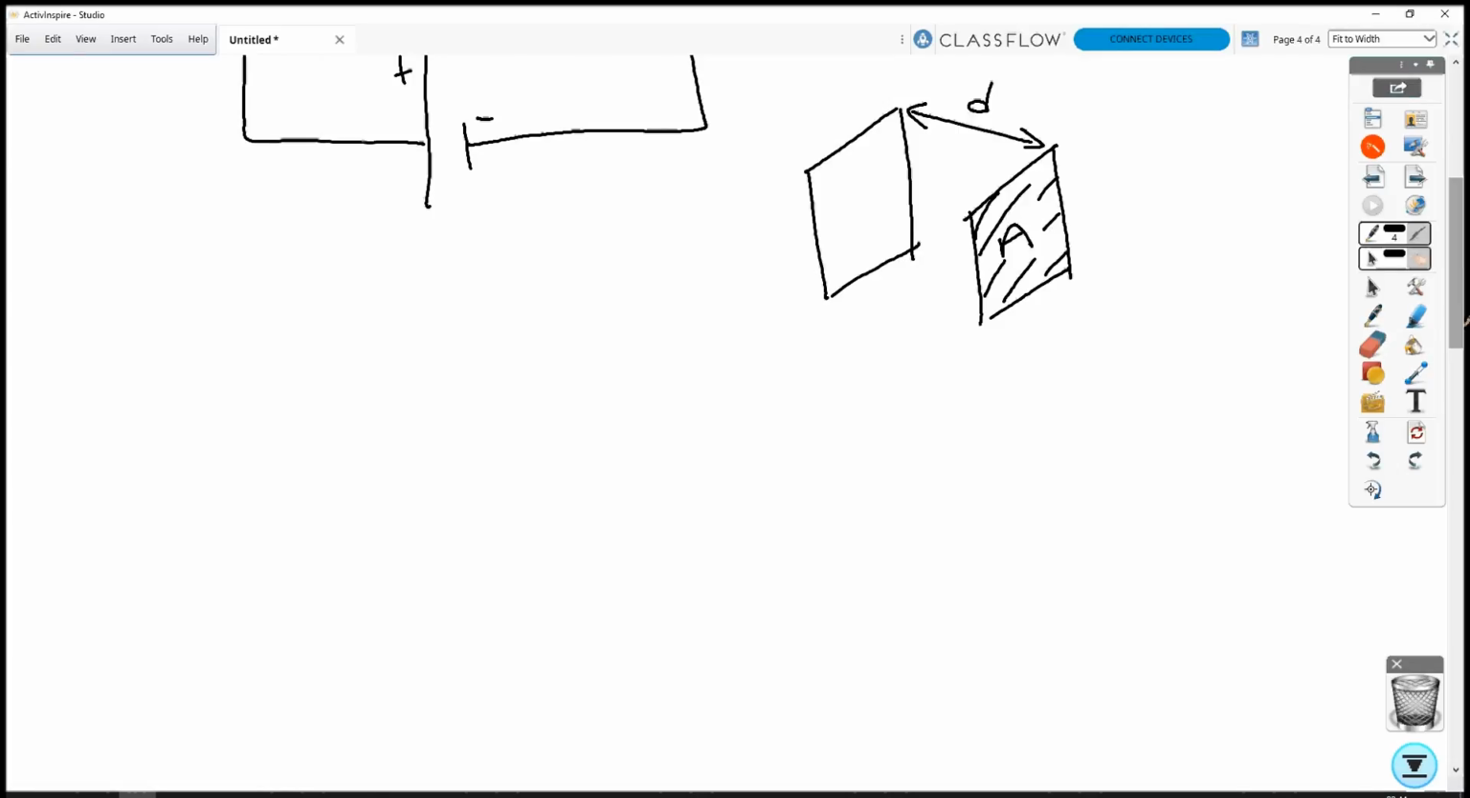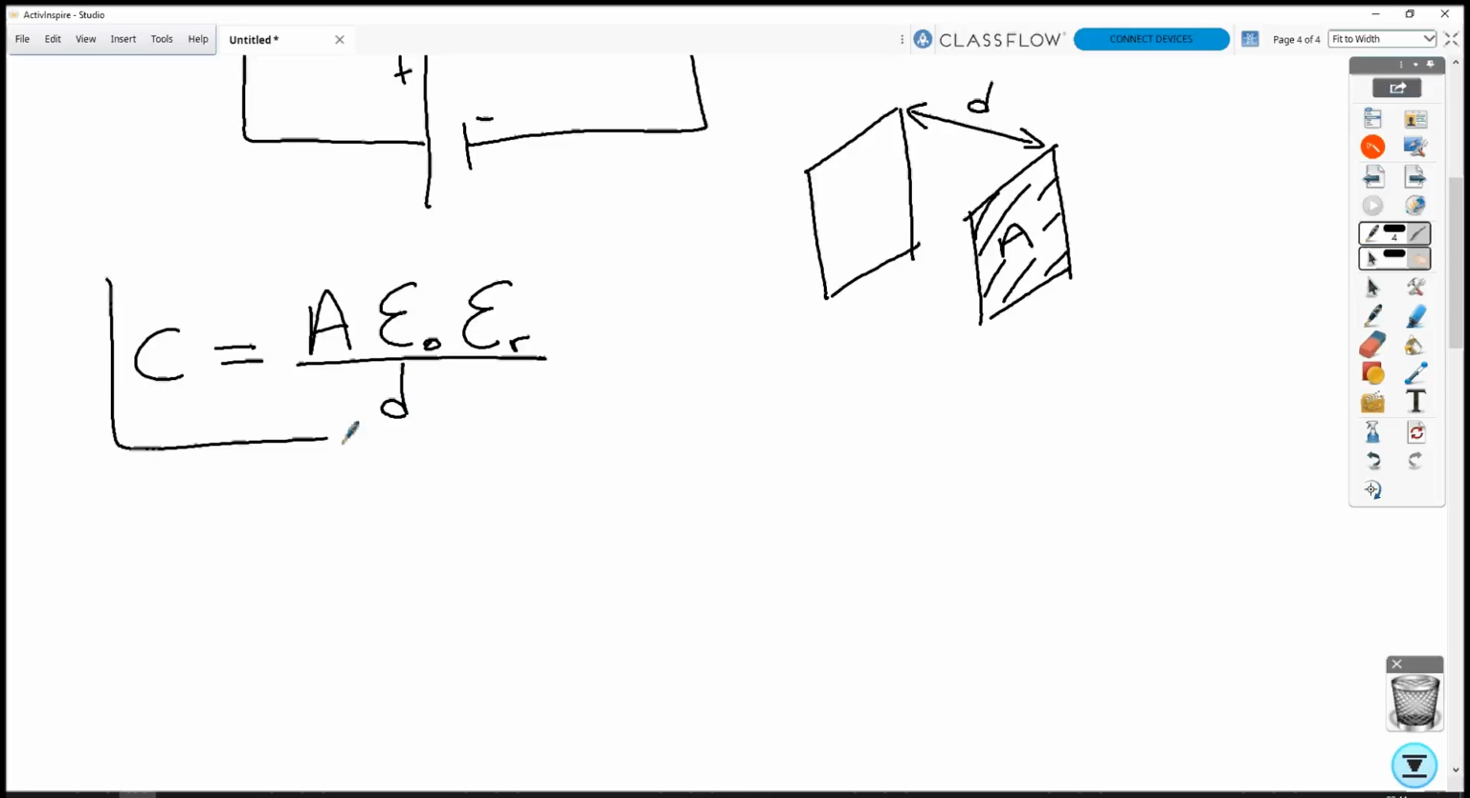So the capacitance is given by this equation. Capacitance is equal to the area multiplied by the permittivity of a vacuum, multiplied by another quantity called the relative permittivity, divided by the separation between the plates.